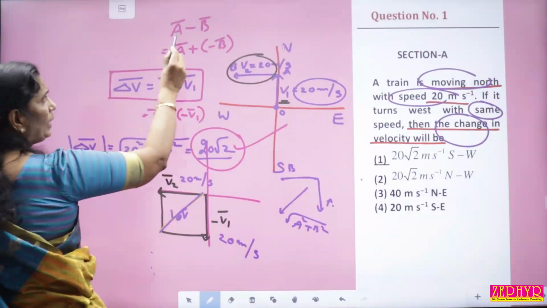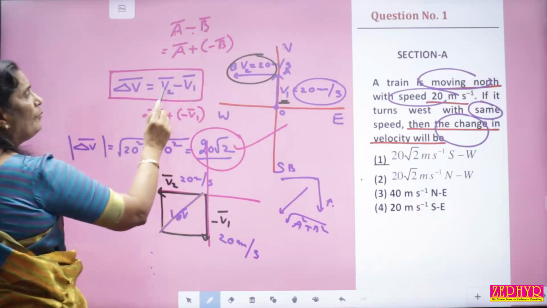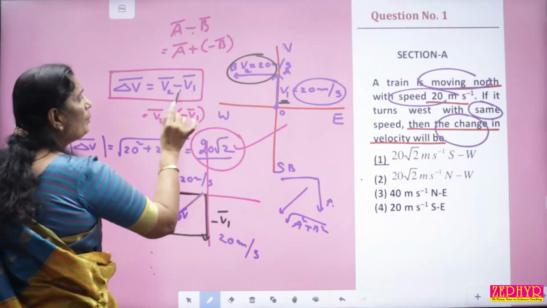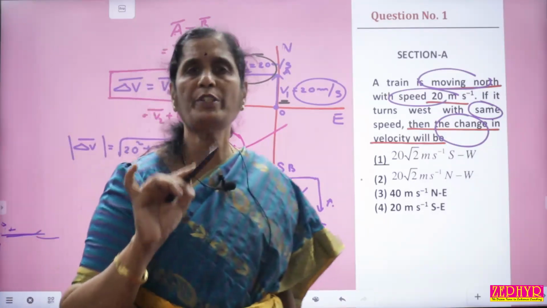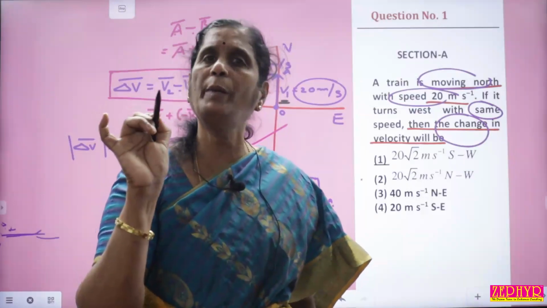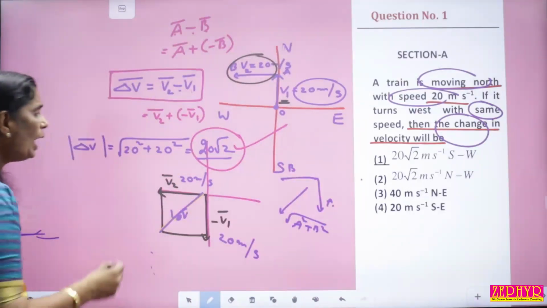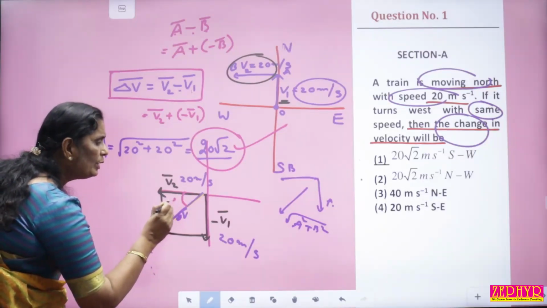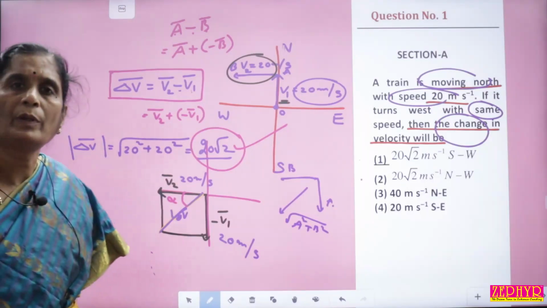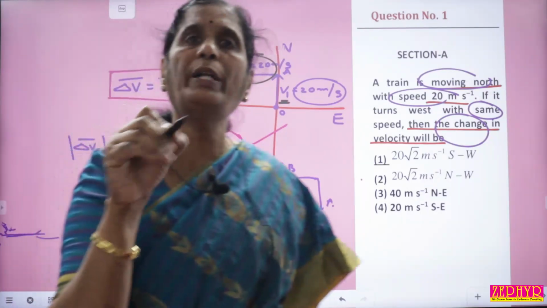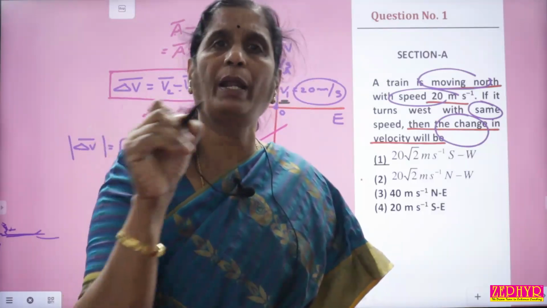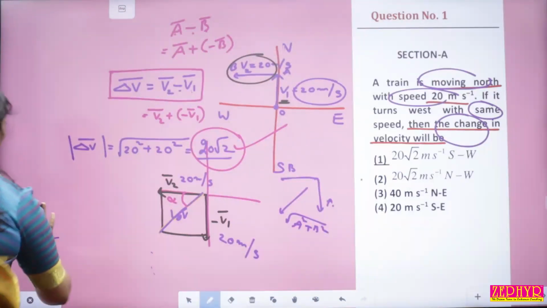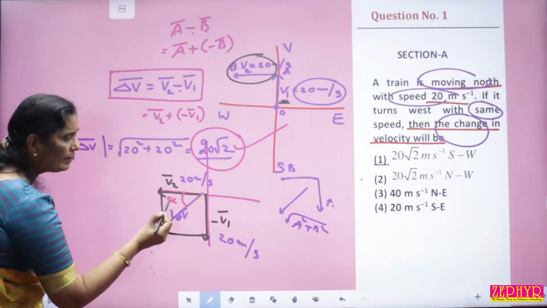If A bar minus B bar, like V2 bar minus V1 bar, A bar is the first vector. So V2 bar minus V1 bar means V2 is the first vector. So you have to measure the angle made by the resultant with the first vector. So this angle only we want. Don't say V1, because of the 2 it is second. V2 minus V1, A bar minus B bar: A bar is V2. V2 is the first vector. So we want to know the angle made by the resultant with the first vector.